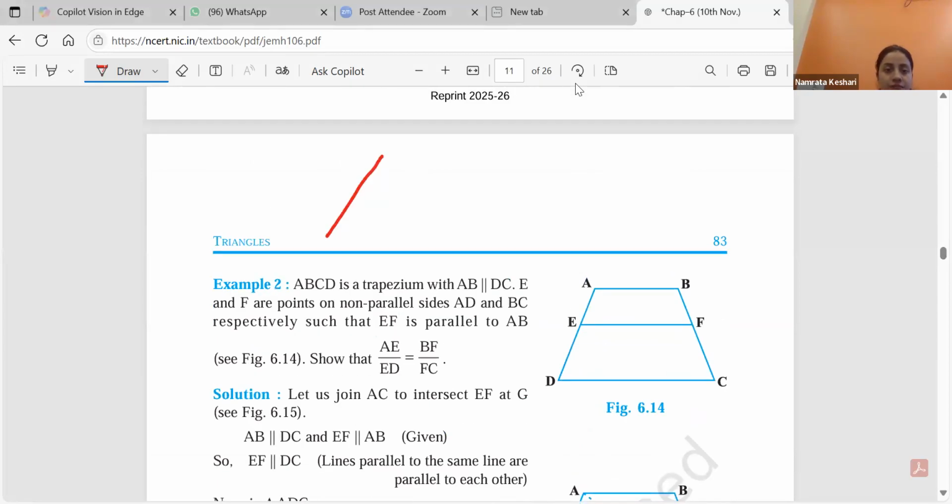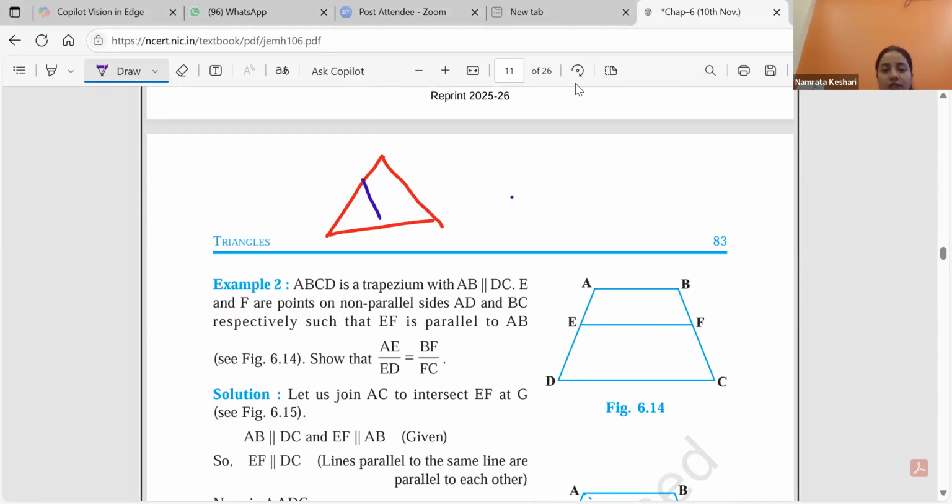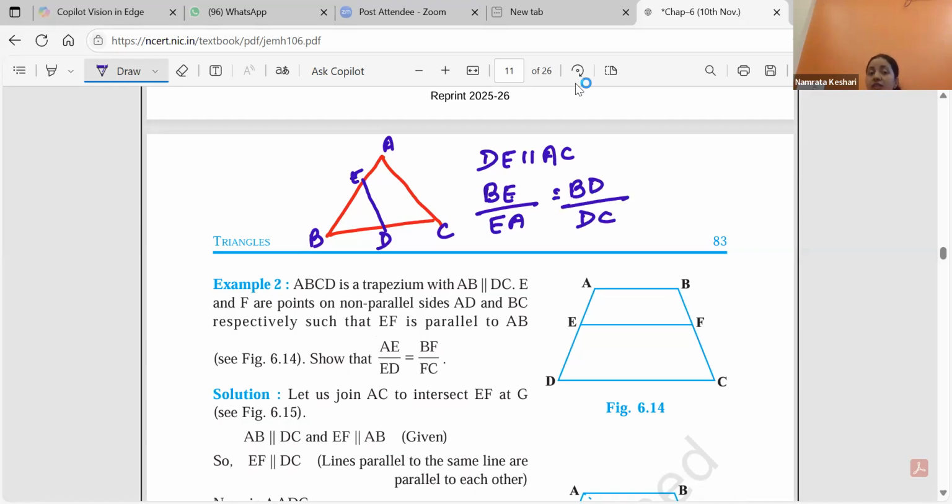A triangle, okay, you are having a line parallel to one side of a triangle. Maybe your line looks like this, parallel to one side of the triangle. So this time this line DE is parallel to AC, and the moment you realize that it is parallel, then you will write that the ratio will also be the same. That BE by EA will be equal to BD by DC. That's what the basic proportionality theorem says.